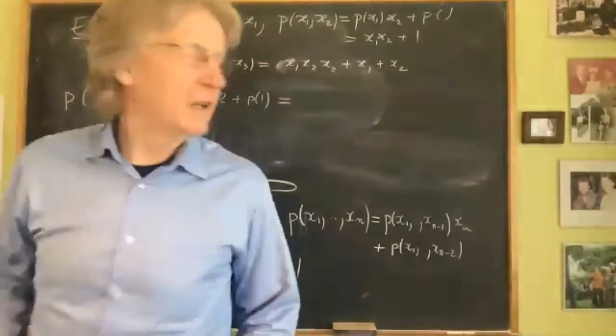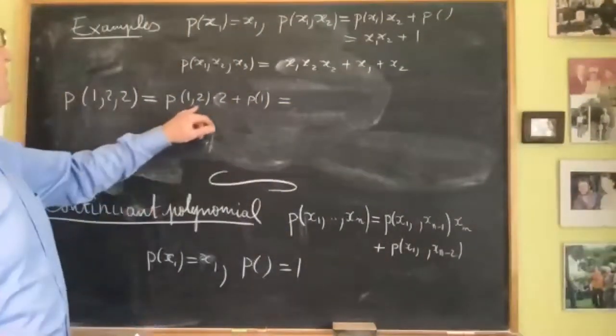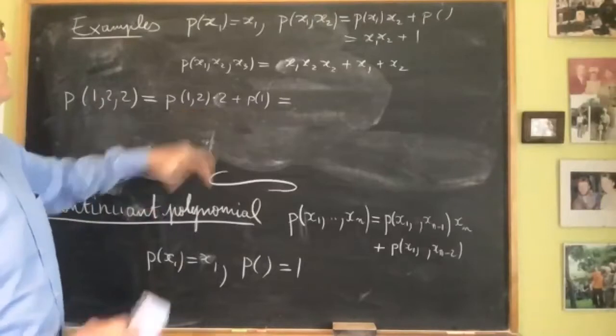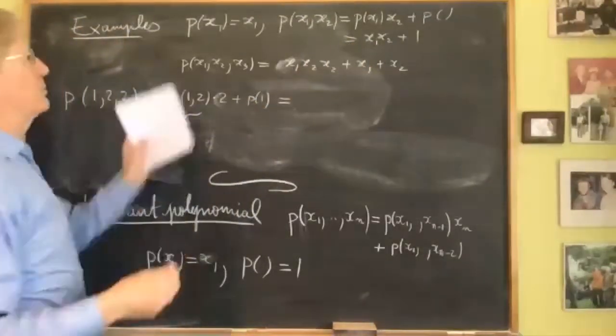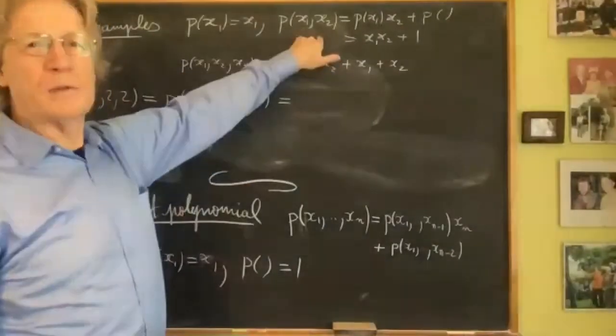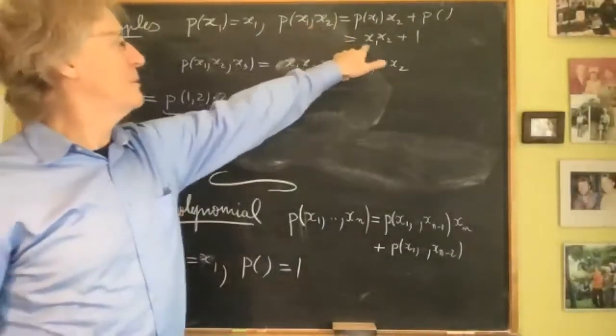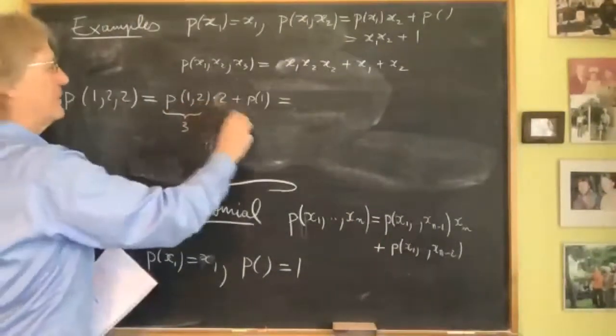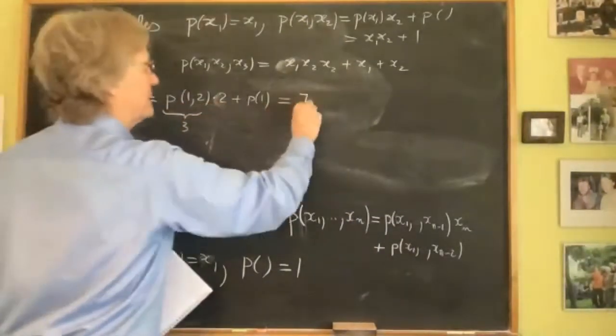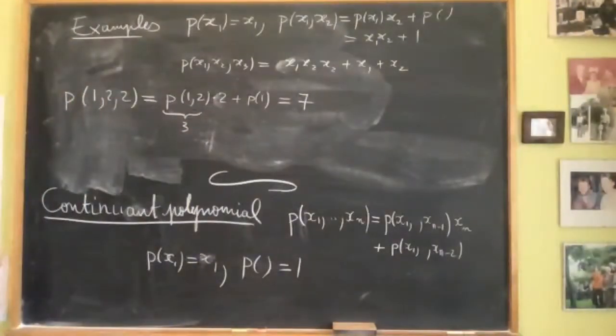This is the cat, and this is equal to P of 1, 2. With this formula, when there are only two variables, you take the product of the two variables and add one. So it's 2 plus 1 is 3. So this will be 6 and this will be 7.